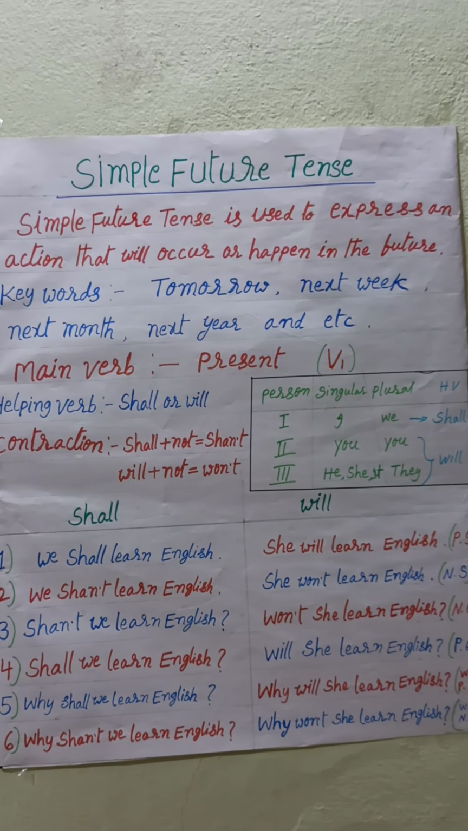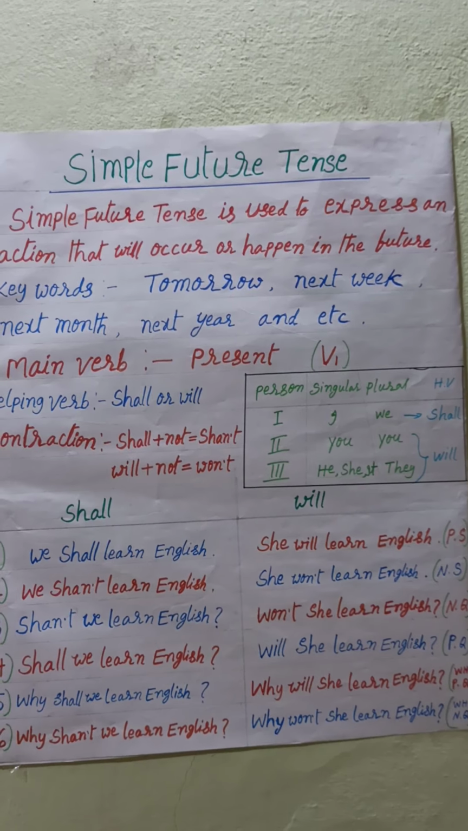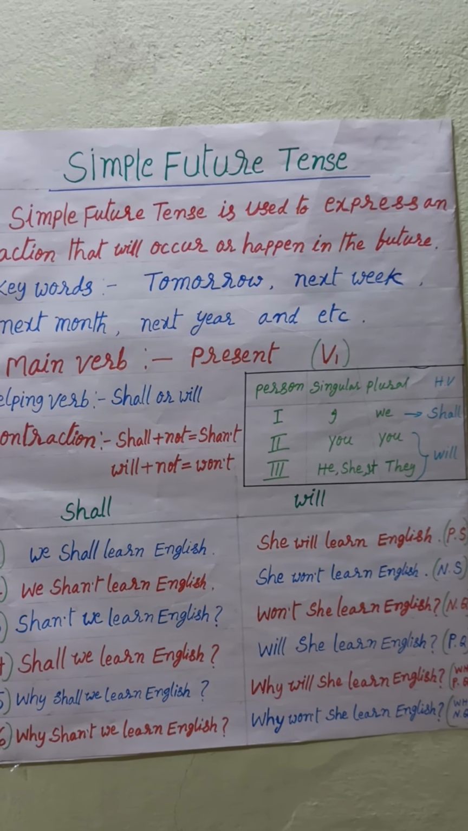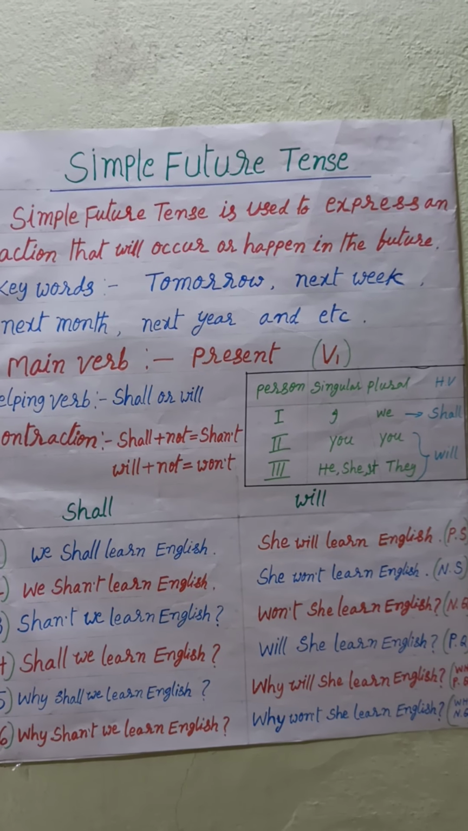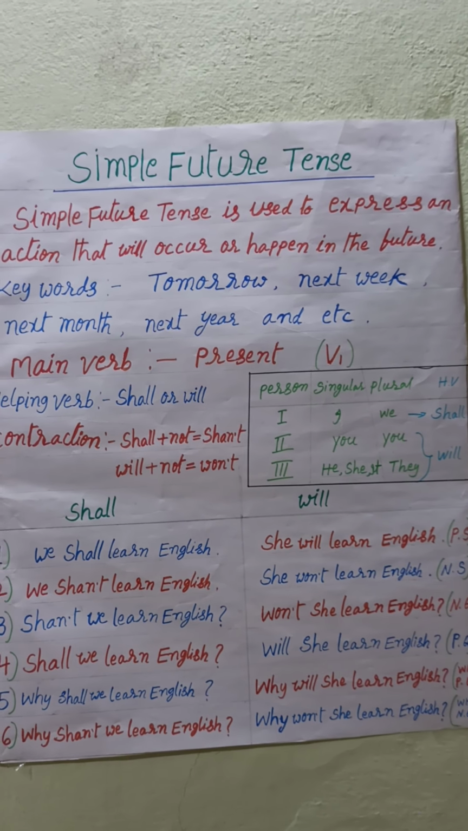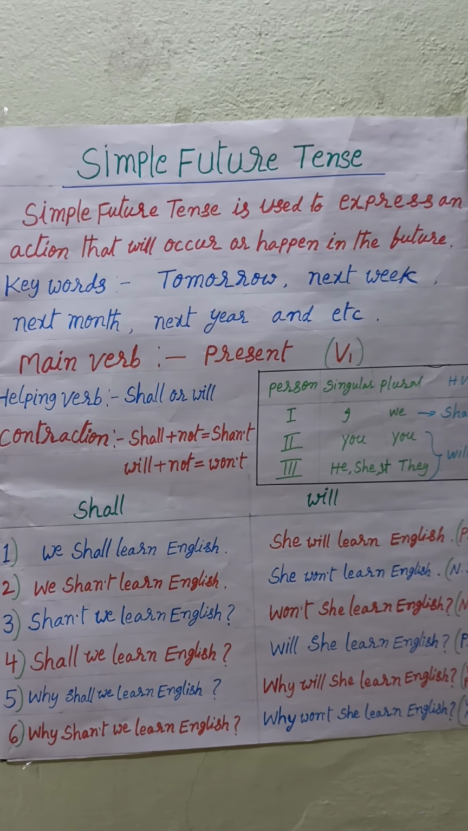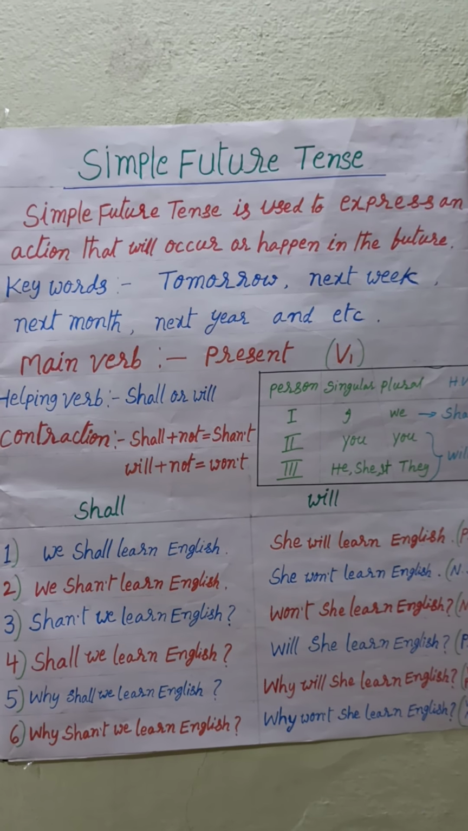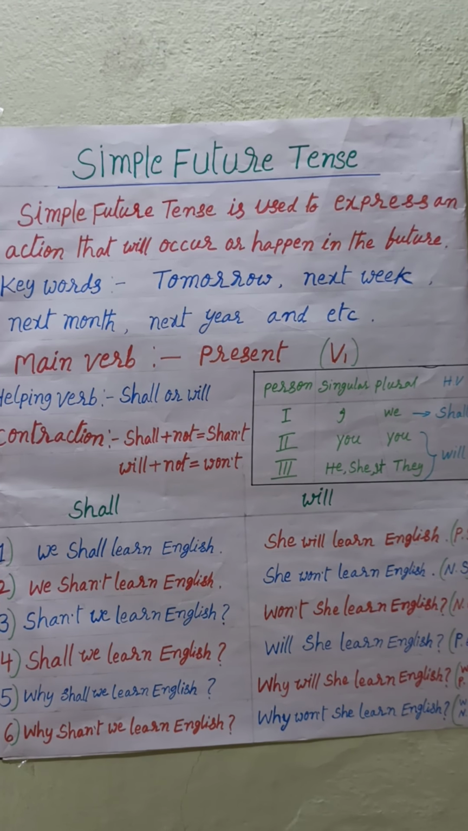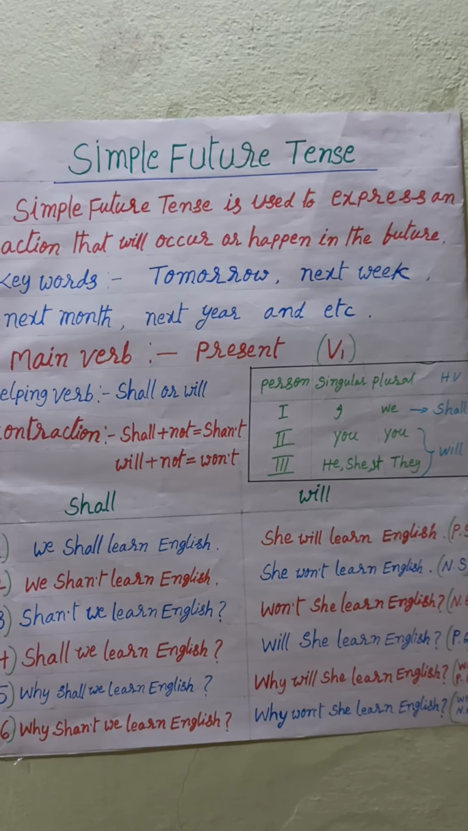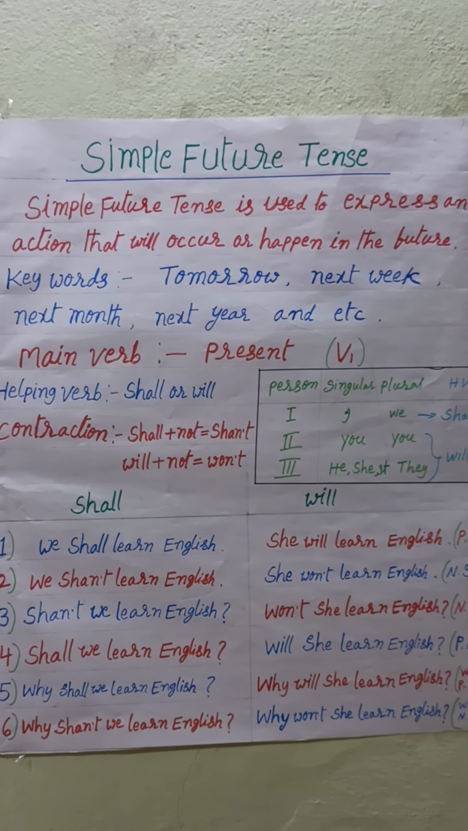Sixth, why shan't we learn English? And add question mark. It is WH negative question. In the same way, why won't she learn English? It is also WH negative question.